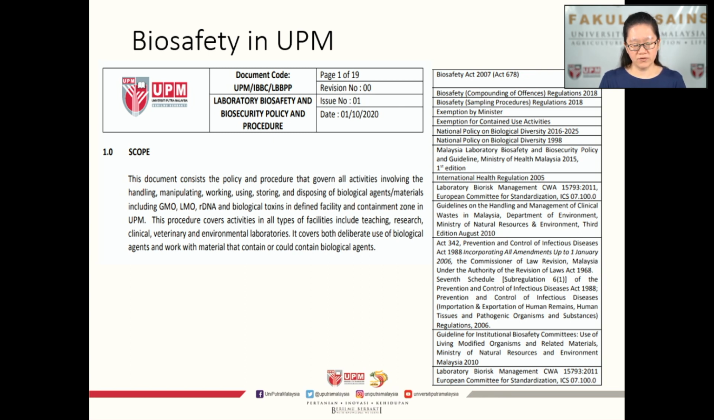This policy document was prepared by referring to numerous documents related to biosafety, including the Biosafety Compounding of Offenses Regulations 2018, Biosafety Sampling Procedures Regulations 2018, and also the Malaysian Laboratory Biosafety and Biosecurity Policy Guidelines prepared by the Ministry of Health Malaysia 2015.